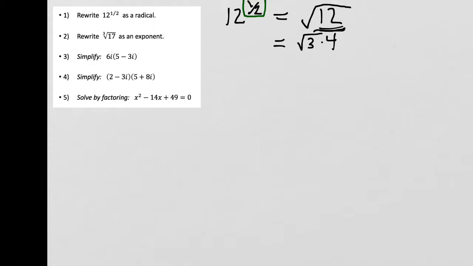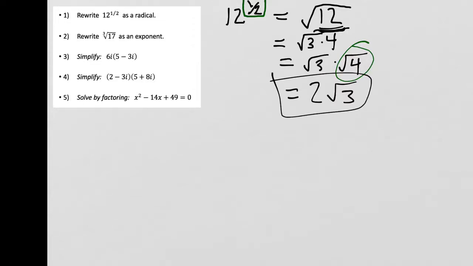So the square root of 3 times 4 is the same as the square root of 3 times the square root of 4. And we can take that 4. We know that the square root of 4 is 2. So we end up saying that this is 2 square root of 3. So that's our final answer for that one.